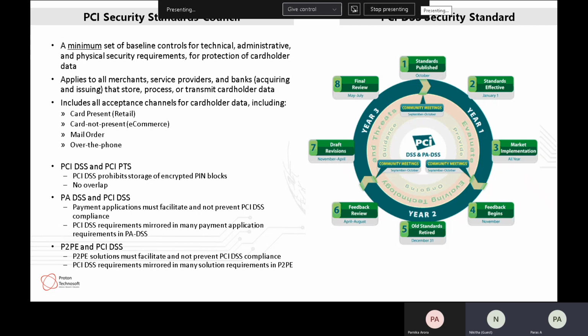So this complete cycle will be decided by the PCI authorities? Yes, the PCI Security Standards Council. Okay. And if someone is establishing this in a new way, how do they do it?